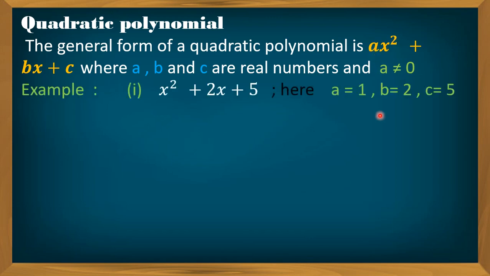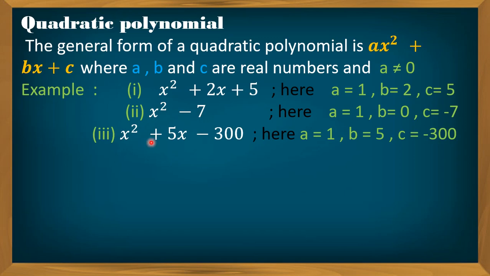We can give examples such as x square plus 2x plus 5. Here the coefficient of x square is a, 1, the coefficient of x is 2 and the constant term is 5. In the example x square minus 7, the coefficient of x is not present, that means the bx term is not present in this example. So here we can say a is 1, b is 0 and c is minus 7. In x square plus 5x minus 300, a is 1, b is 5 and c is minus 300.